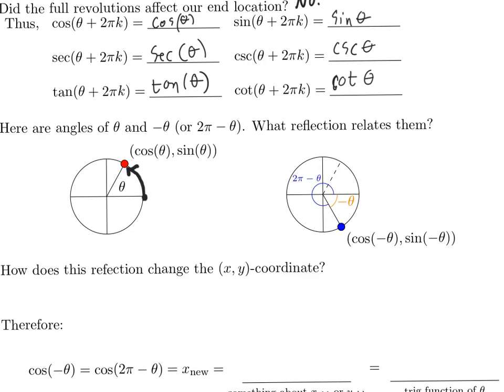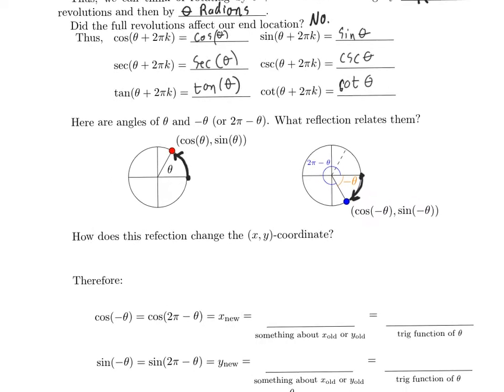If I want to understand what happens when I plug in negative theta, well, negative theta will correspond to rotating backwards by an angle of theta. Or if you prefer, that's the same thing as going all the way around the unit circle and then back by theta. So that's why this angle of negative theta should correspond to the same point as 2 pi minus theta. If you like, 2 pi minus theta is the same as negative theta plus 2 pi. So those two should have the same xy coordinates.